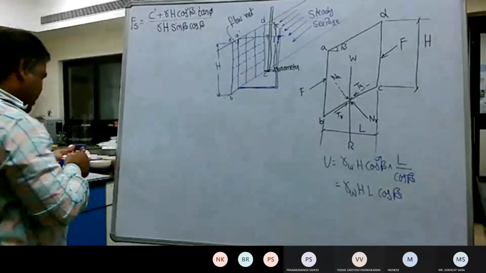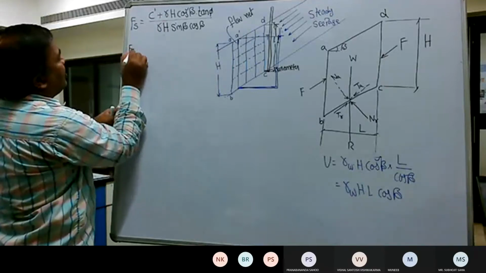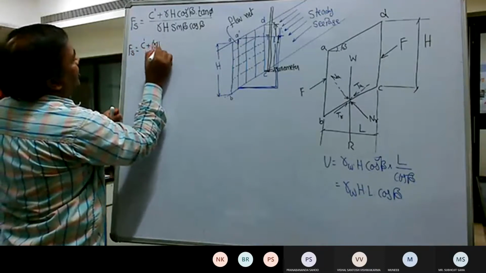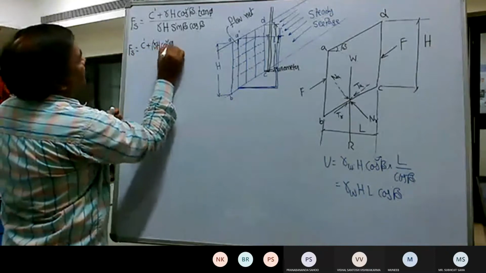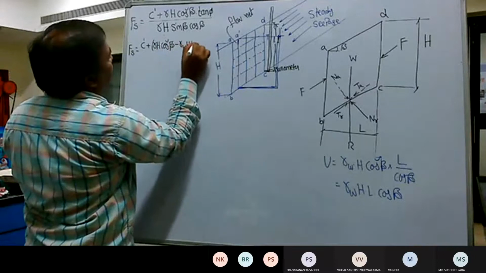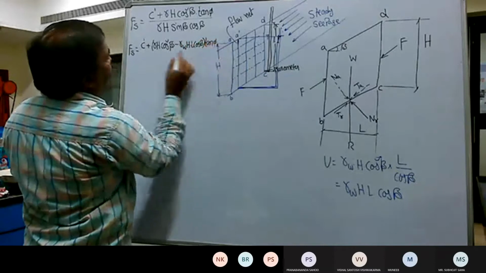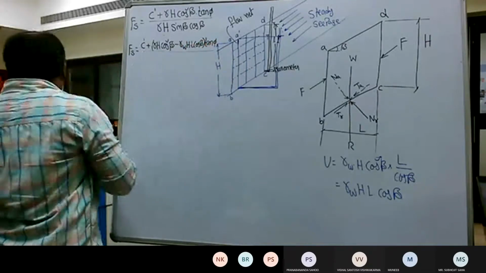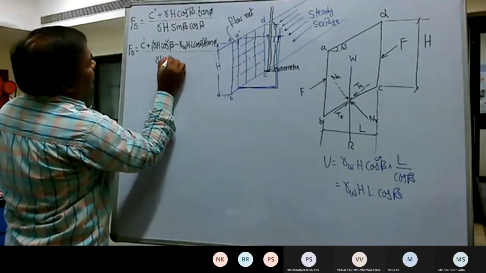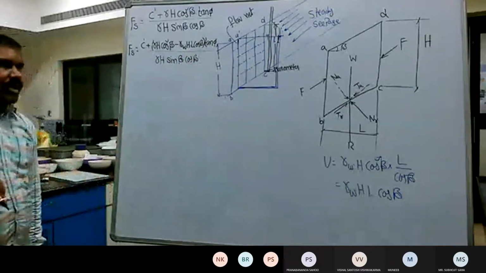So this is the final that we got. Now suppose you write the factor of safety equation: Fs is equal to C dash plus sigma, where sigma means gamma H cos square beta minus U, that is gamma W into H into cos beta. This everything multiplied by tan phi, divided by gamma H sin beta cos beta.